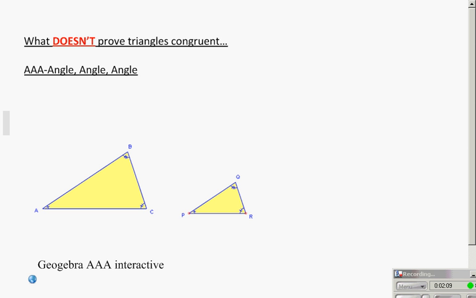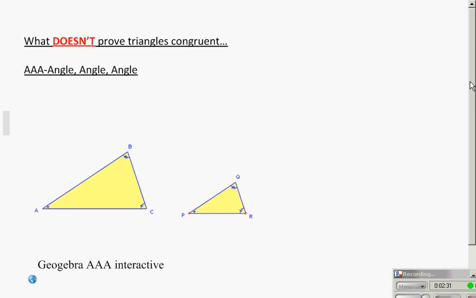All right, so what doesn't prove triangles congruent? We've talked about side, side, side. We've talked about angle, side, angle. We've talked about side, angle, side, and HL. What doesn't? Well, angle, angle, angle does not. Knowing three angles does not prove triangles congruent.